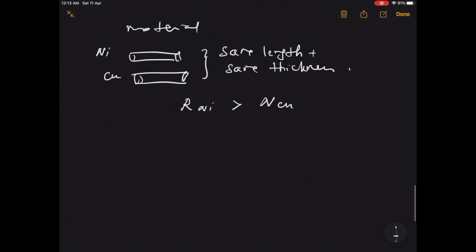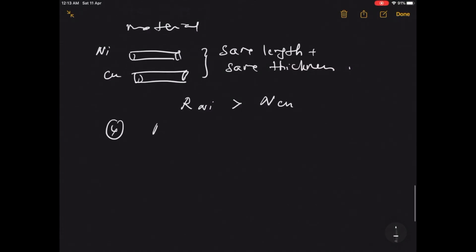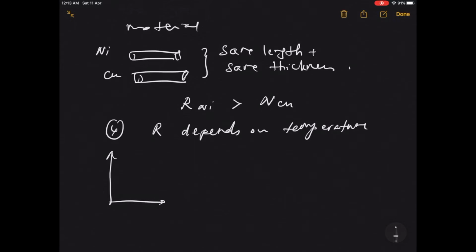Number 4, you'll find that R depends on temperature. But different materials respond differently to temperature change, okay? So you have to see 3 different materials: 1, 2, 3. You need to have a common 0 here. And this is resistance.